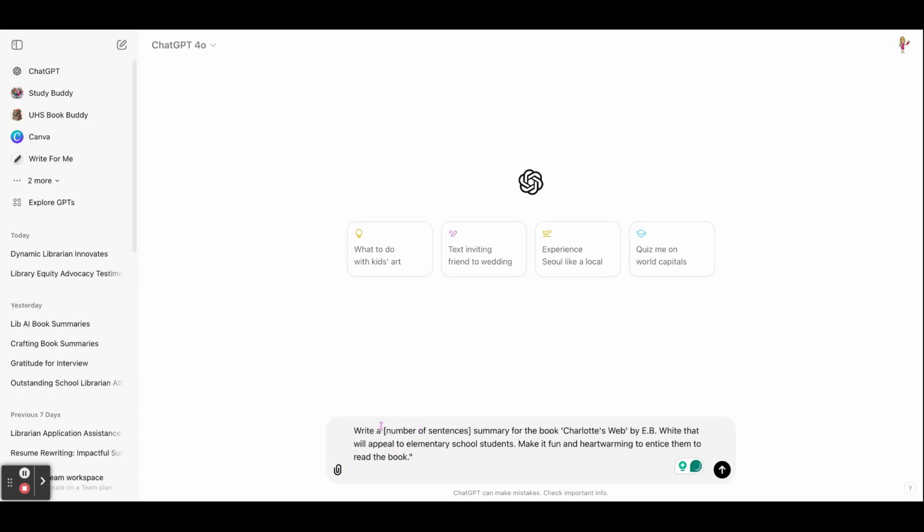So write, and then you would put in the number of sentences. I'm going to say a 2-sentence summary for the book Charlotte's Web by E.B. White that will be appealing to elementary school students. Make it fun and heartwarming to entice them to read the book. And then you could say something like, make it on a 4th grade reading level.